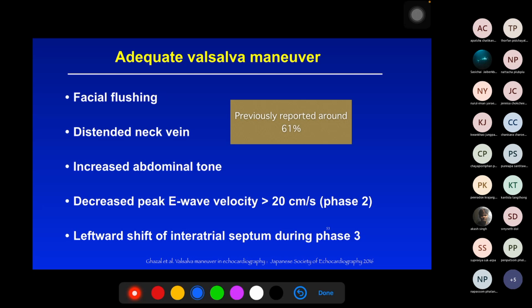If you take the Doppler from the MV inflow, you might see the E-wave velocity is decreased, because the blood return back to the heart decreases. The blood going to the left side of the heart also decreases. So you might see the E-wave velocity is decreased.